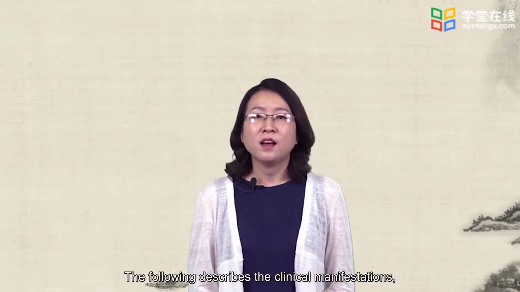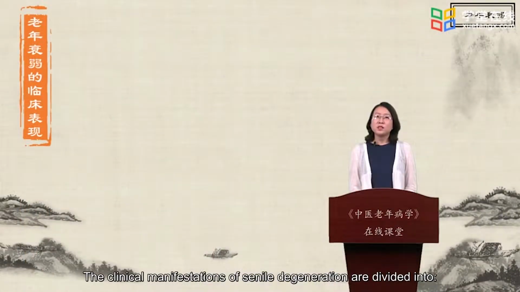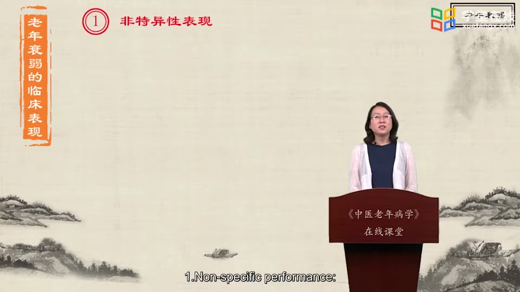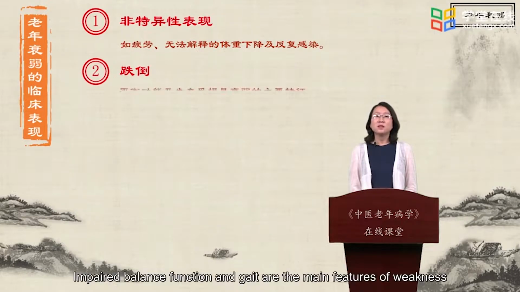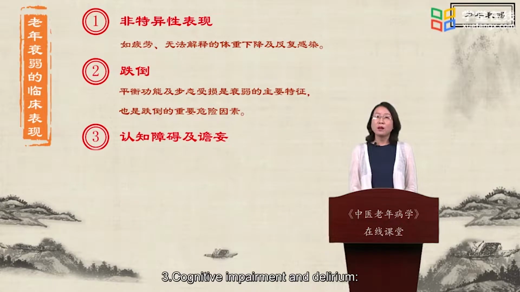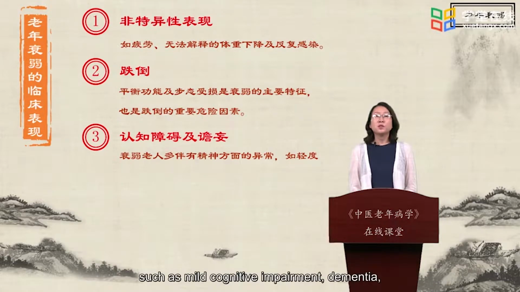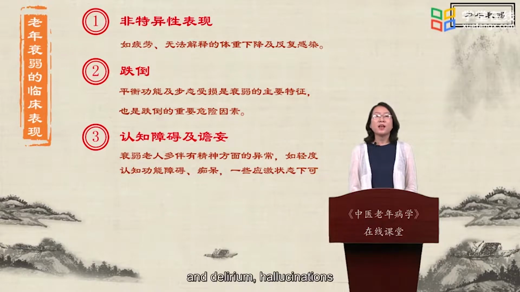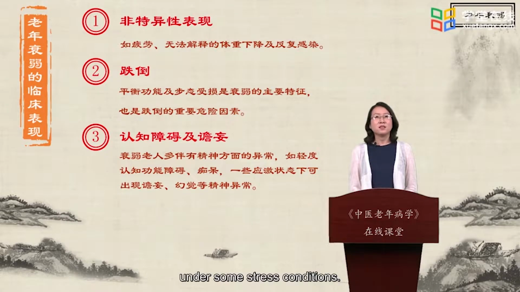The following describes the clinical manifestations, evaluation, and diagnosis of the disease. The clinical manifestations of senile weakness are divided into: 1. Non-specific performance, such as fatigue, unexplained weight loss, and repeated infections. 2. Falls. Impaired balance function and gait are the main features of weakness and important risk factors for falls. 3. Cognitive impairment and delirium. The debilitated elderly are often accompanied by mental abnormalities, such as mild cognitive impairment and dementia, and delirium, hallucinations, and other mental abnormalities may occur under some stress conditions.